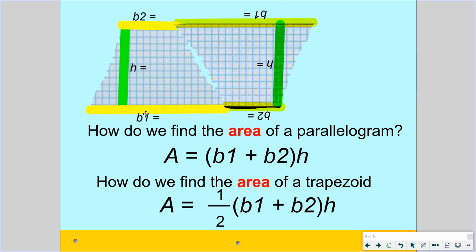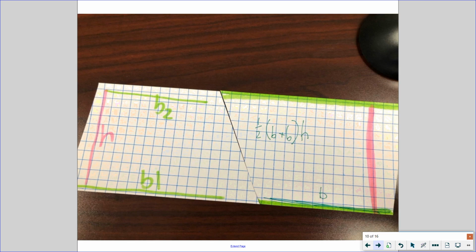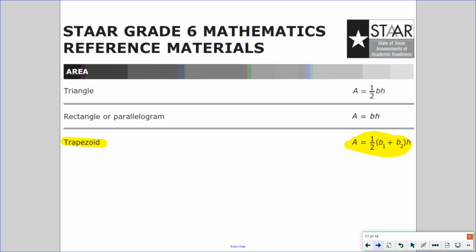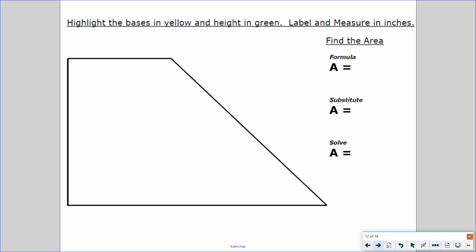Again, to find the base of this parallelogram, you have to add the two bases. And the height is right here. And that is why we use this as the formula. So what we did is we decomposed a parallelogram into a trapezoid to give you the formula. So here is an example if you had been given an index card. We're going to be using this formula throughout today's lesson.